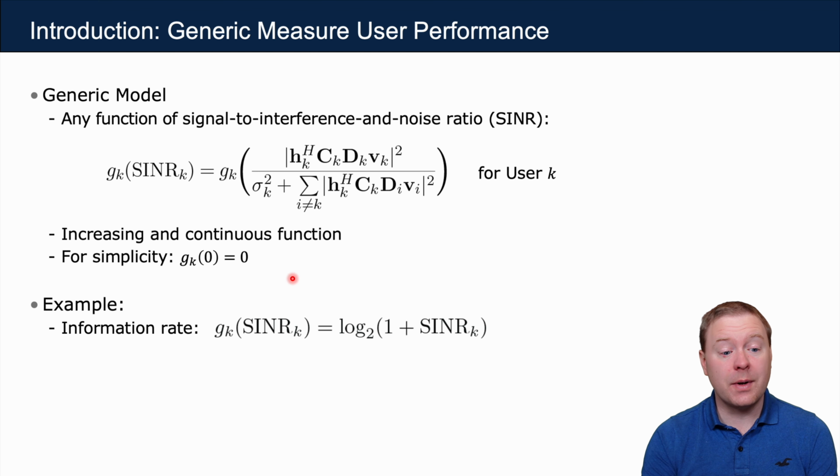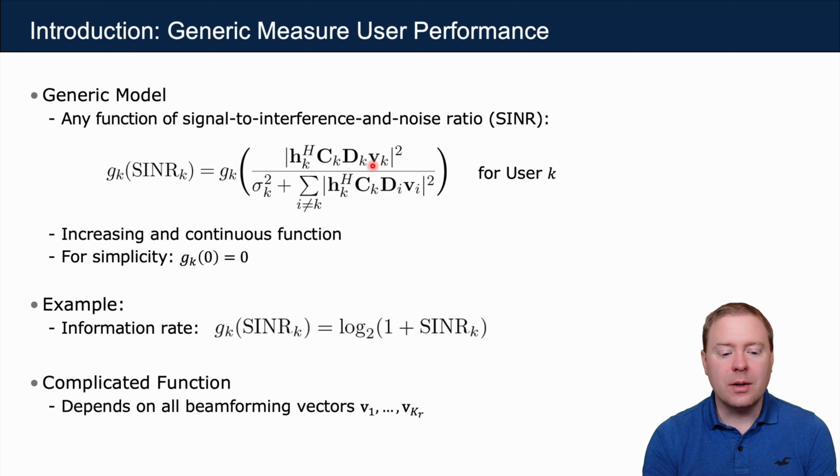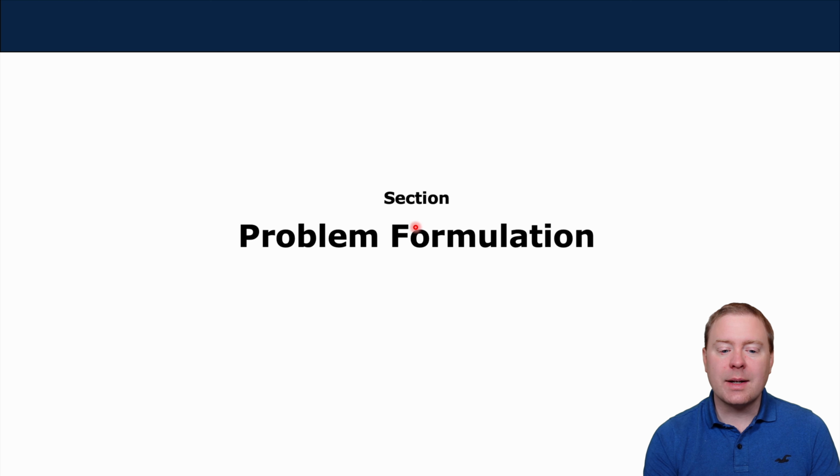An example of such a function is the information rate, where g_k of SINR is log2 of 1 plus the SINR. And you can define similar functions for all of the other metrics that I was describing. The difficult thing here is not the function g_k, but how the SINR depends on all of the beamforming vectors, v_1 to v_K, because v_k is appearing in the numerator and v_i in the denominator in this scenario. But we are finally ready to define the problem that we will actually be solving in a mathematical way.